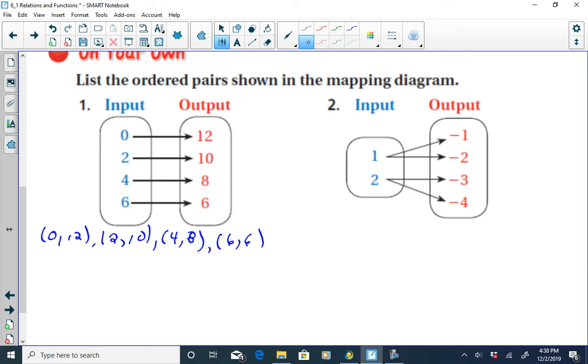In our second mapping diagram, we have an input of 1 paired with an output of -1. That same input of 1 is also paired with an output of -2. We have an input of 2 paired with an output of -3. And we also have that same input of 2 paired with an output of -4. So we're just listing the ordered pairs based on the mapping diagram, but in each case it shows a relation. And a relation is simply an ordered pair, an input value paired with an output value.